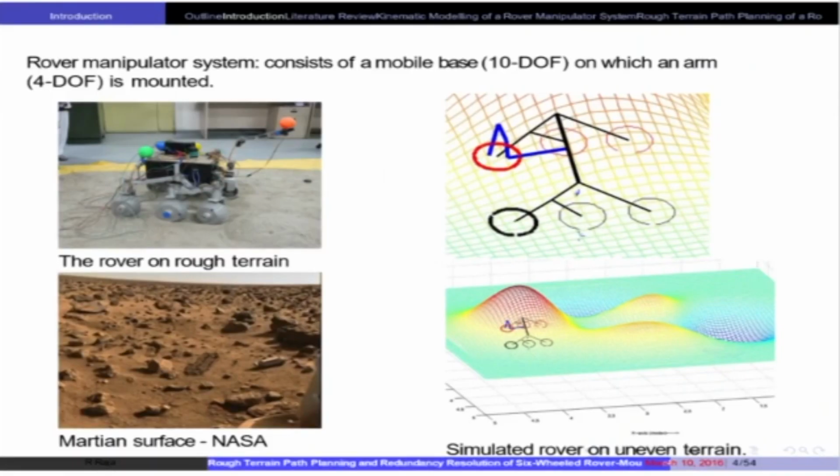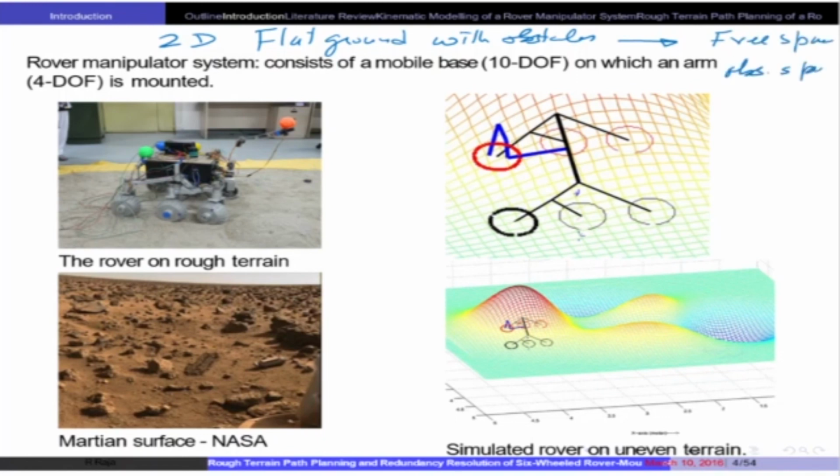Now let us move on to the next part where we're talking about applications in 3D. So whatever we were talking about till now are all applications in 2D. 2D means flat ground with obstacles. So how did we approach the problem in 2D? We basically said that we can divide it into free space and obstacle space. The robot cannot go into the obstacle space. It is free to go anywhere in the free space.